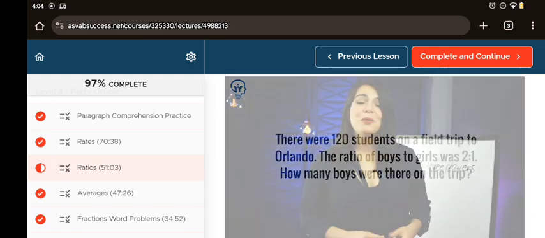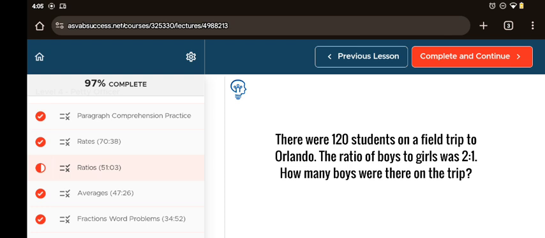All right, let's look at question number 2. There were 120 students on a field trip to Orlando. The ratio of boys to girls was 2 to 1. How many boys were there on the trip?